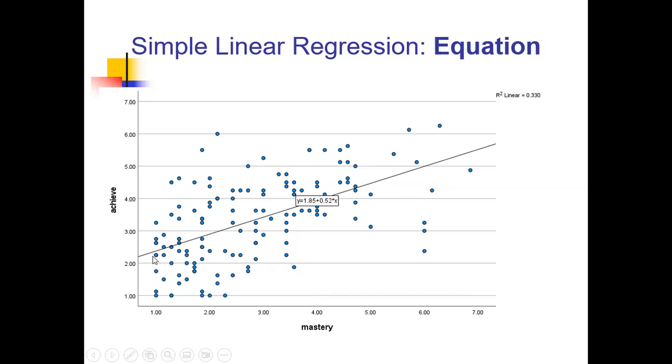Once you insert the trend line, you see an equation here. This is really the regression equation, the equation of the line. You may have come across this in algebra, a simple expression like this one that captures the line. If you look at this equation, this is 1.85 plus 0.52, right?